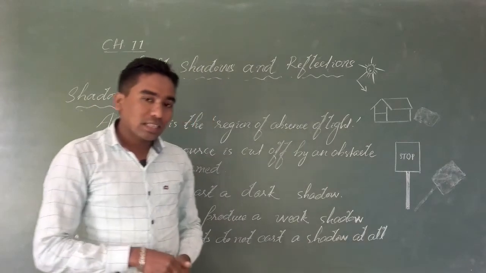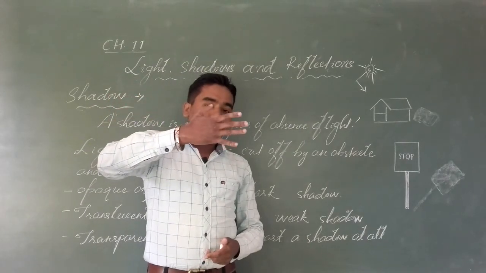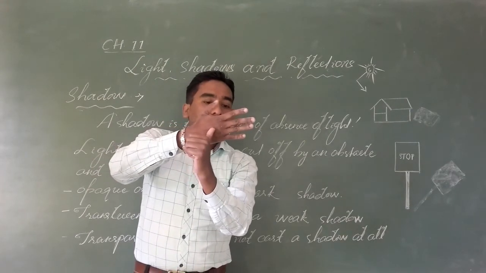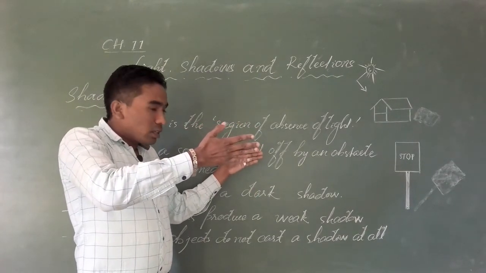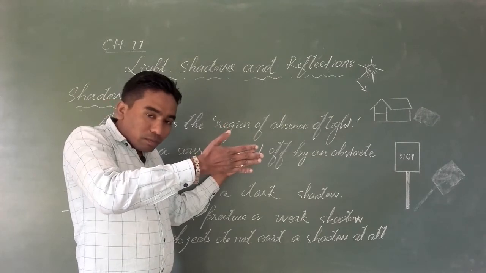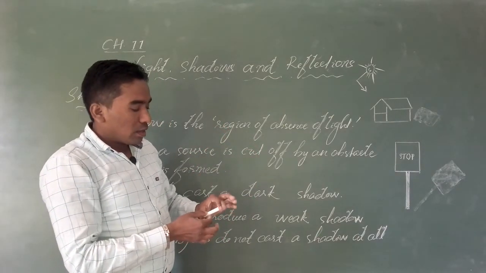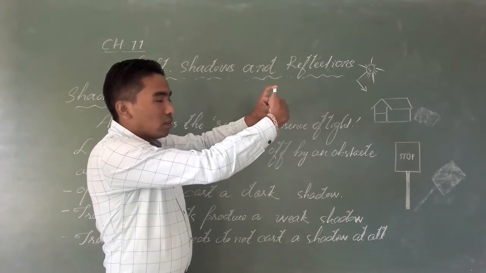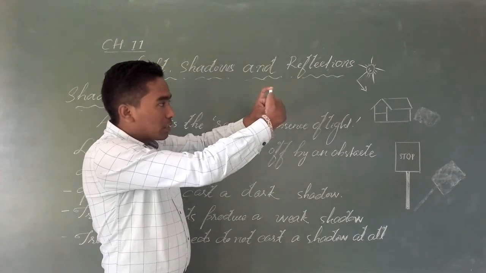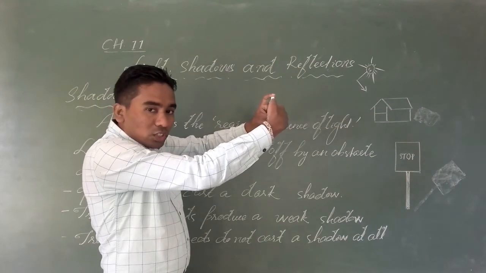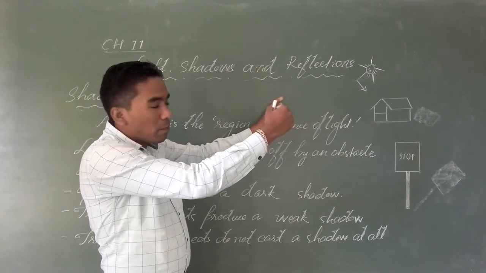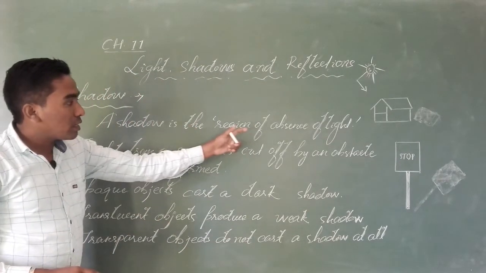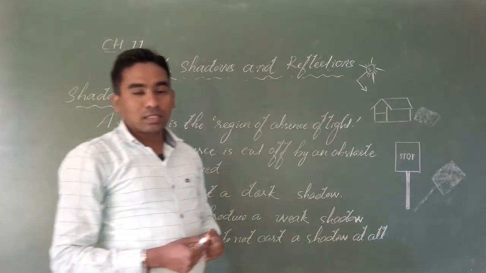My dear children, if I keep my hand in front of a source of light, then a shadow will be formed on the blackboard. If the source of light comes from this direction and is obstructed by the chalk, a shadow will be formed on the blackboard. So, here the shadow is the region of absence of light.